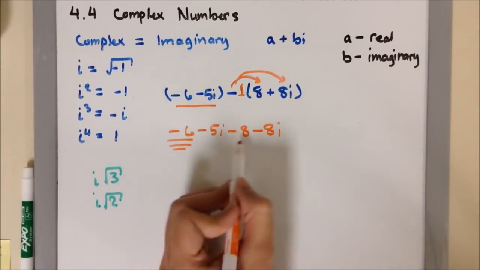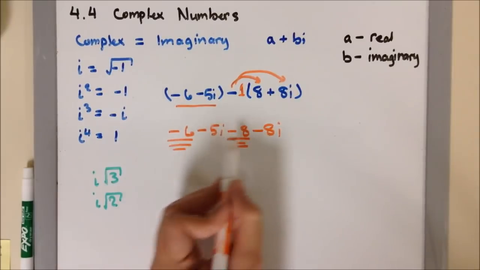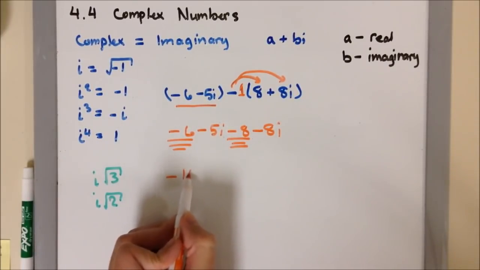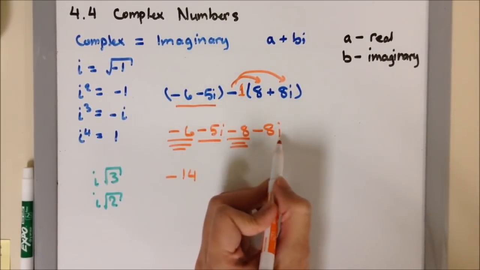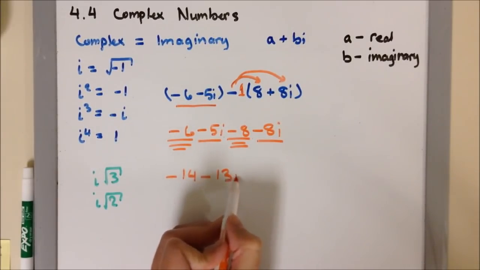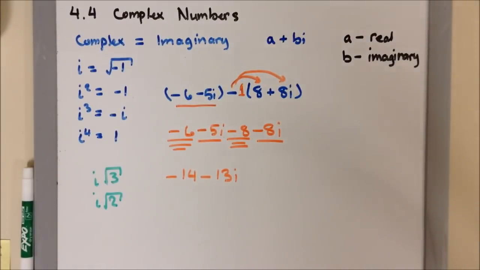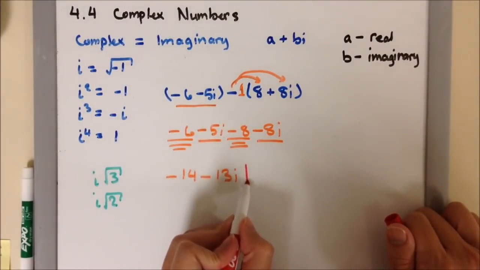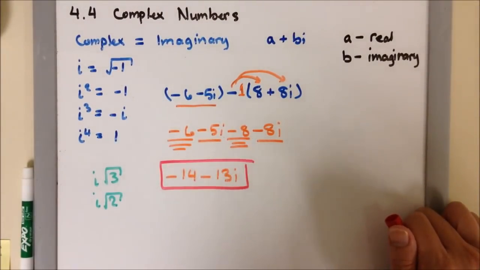Alright, I'm going to combine my real numbers. Negative 6 minus 8 will be negative 14. And then negative 5i minus 8i will be negative 13i. So I finished combining my real numbers and then my imaginary numbers. So this will be my final answer.